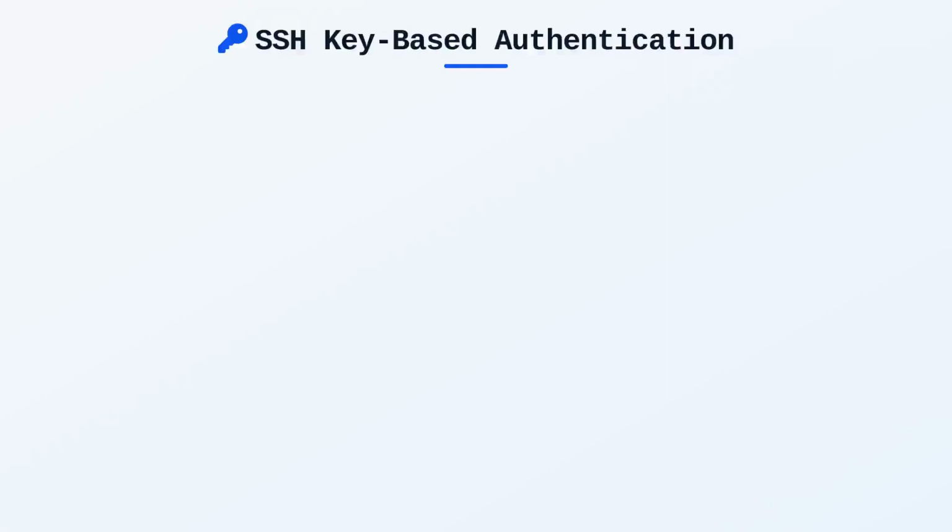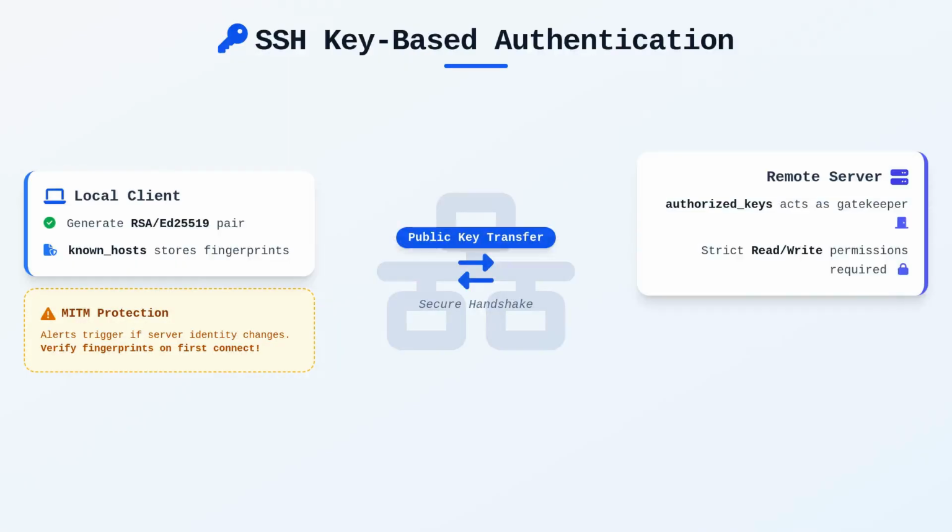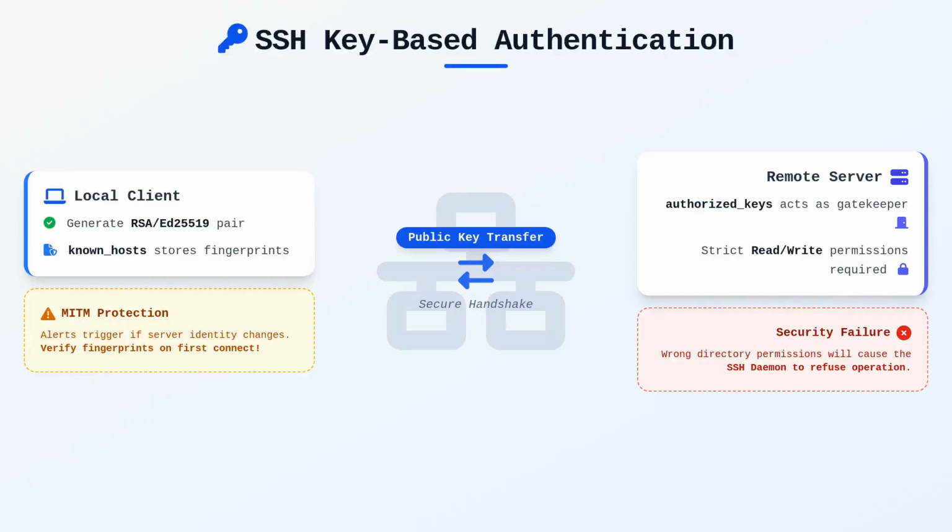To implement key-based authentication, you generate an RSA or Ed25519 key pair on your local machine and copy the public portion into the authorized_keys file on your remote server. This file acts as a gatekeeper, and the permissions on it must be strictly set so that only the owner can read or write to it. If the global or user-specific SSH directory has incorrect permissions, the SSH daemon will often refuse to operate to protect you from your own configuration mistakes.